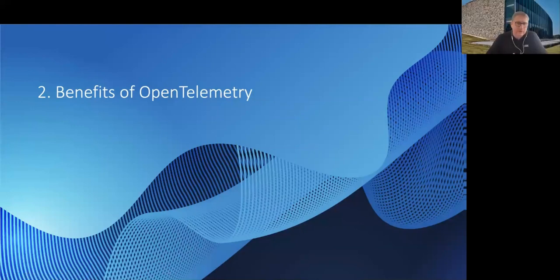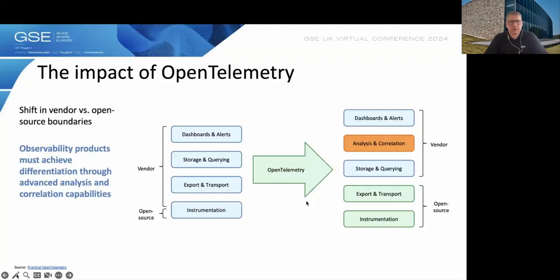Yeah, thanks, Chris. Thanks for the introduction into observability and OpenTelemetry here. So now let's look at the benefits of OpenTelemetry from a customer perspective. And there are a couple of things that you need to take into consideration. So this is talking about the impact that OpenTelemetry has, but also, of course, we want to look at the value of OpenTelemetry.